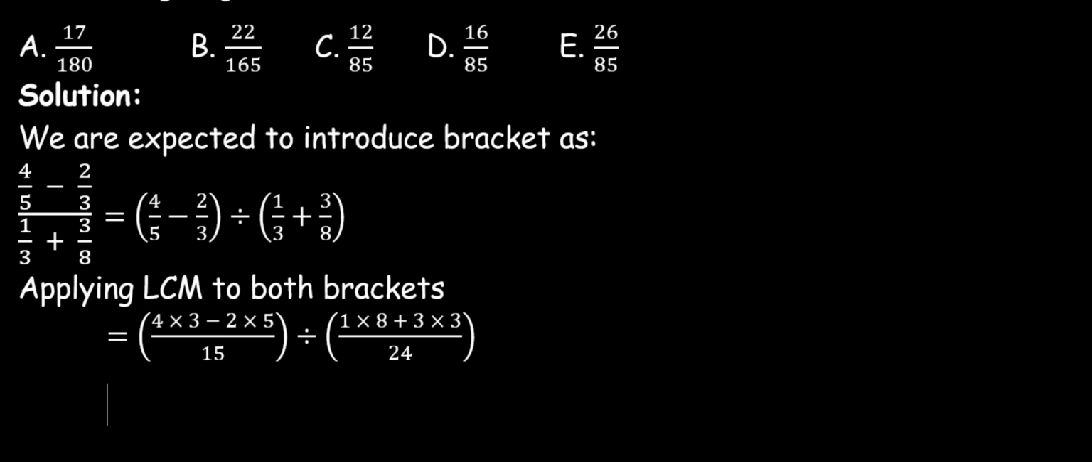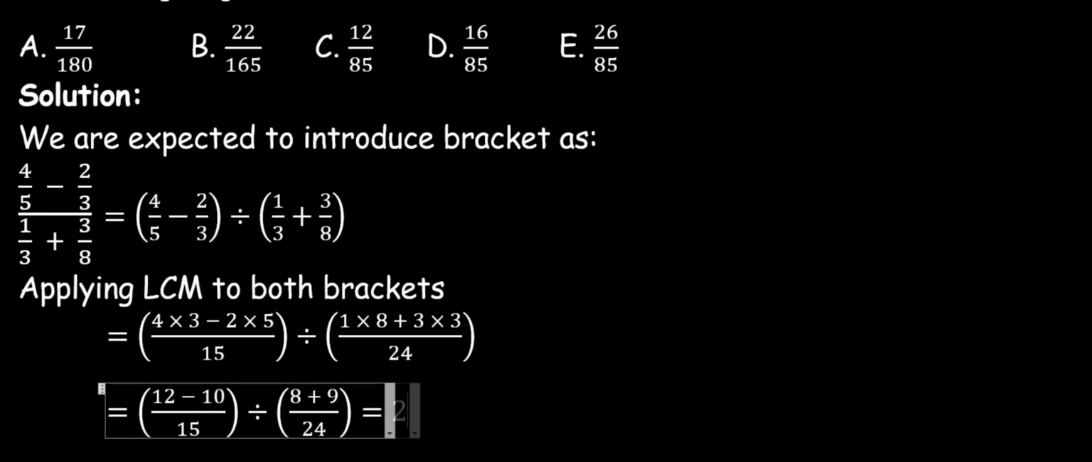Now in the next bracket, you have 24, which is the LCM, divided by 3, which is 8, 8 times the 1 that is there. Plus 24 divided by 8 is 3, 3 times the 3 that is there. Hence, those results, which is equal to, when we multiply out the numerators, in the first bracket 12 minus 10 over 15 divided by 8 plus 9 over 24. Our result will be 2 over 15 divided by 17 over 24.